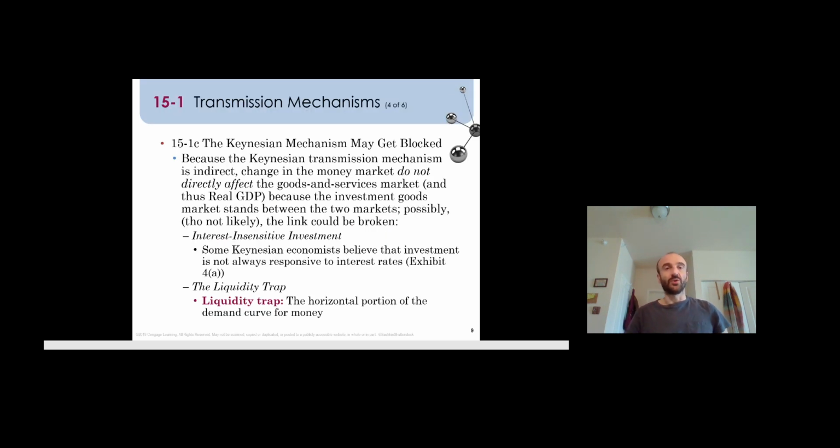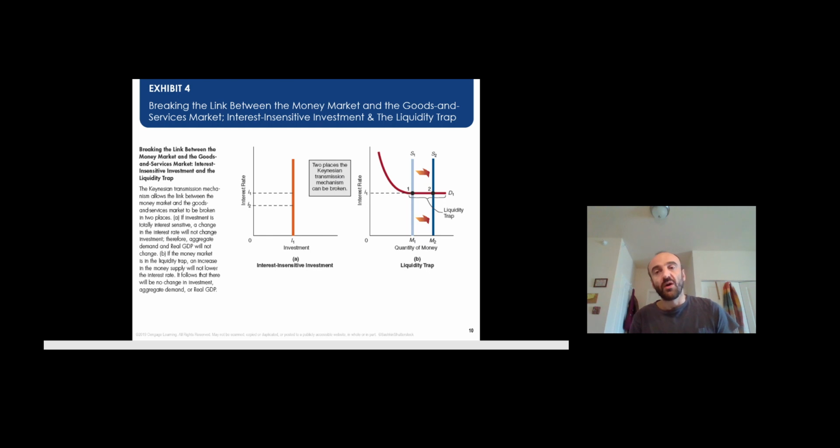Now, what can go wrong? We'll see if this is a success story according to Keynesians. Now you will see how horrible the situation from their point of view is if it doesn't work very well. So what can go wrong? Essentially two things. And I'll jump ahead to exhibit 4 that shows these two things that can go wrong.